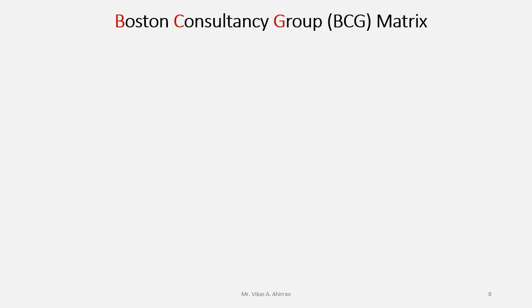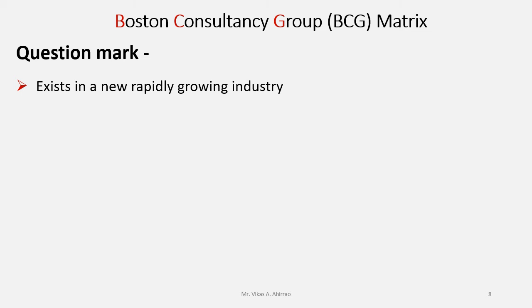The next one is the question marks. The industry in this particular area exists in a new rapidly growing industry, but though there is a high market growth, still the industries those are identified by a question mark are having a low market share. So it is risky for them because as they are having a low market share, they will not earn much profit and they may become dogs.